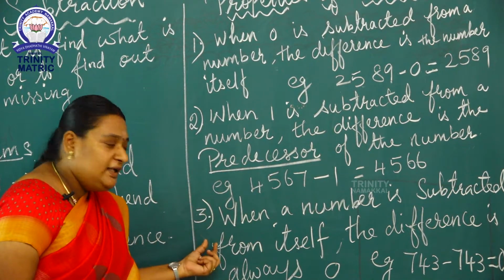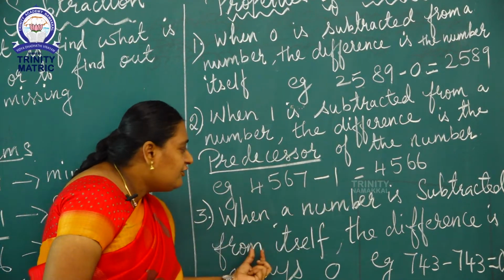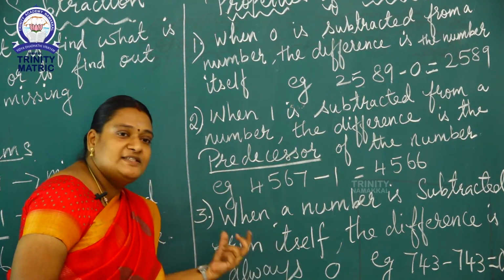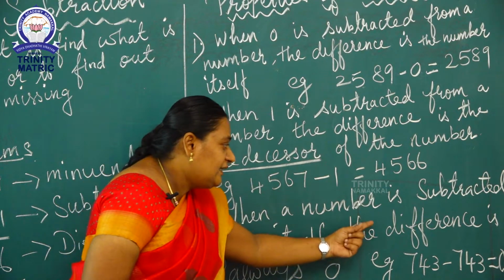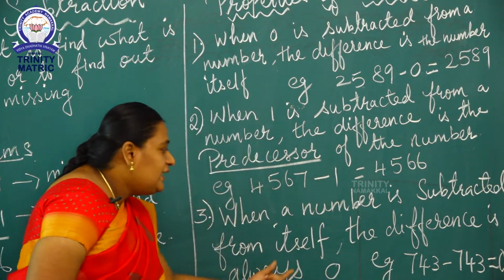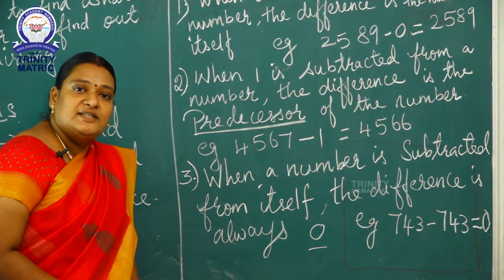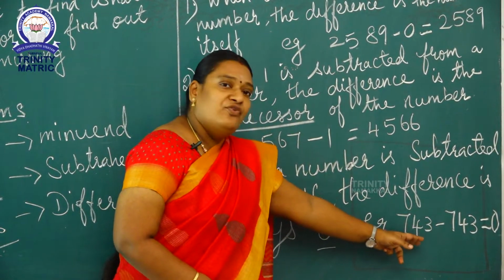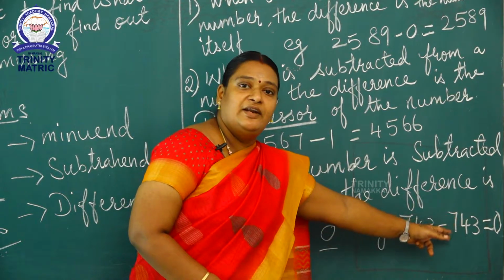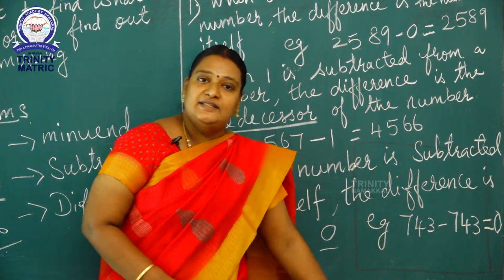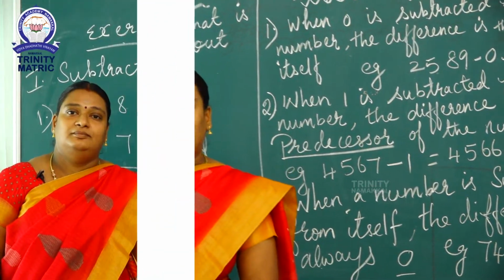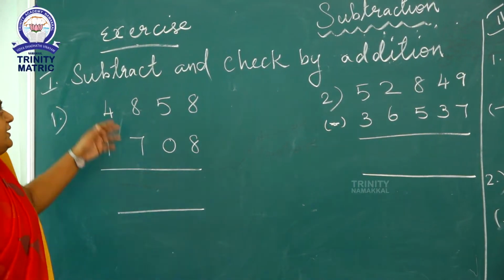And the third property: when a number is subtracted from itself, the difference is always 0. For example, 2 minus 2 is 0, 10 minus 10 is 0, and 743 minus 743 is 0. Let us see some exercise problems.